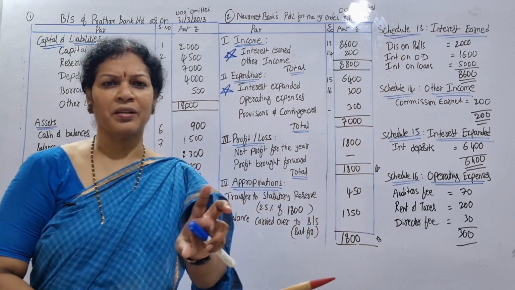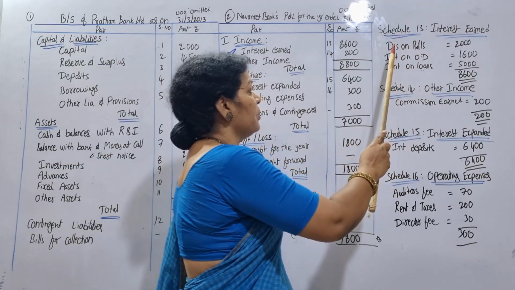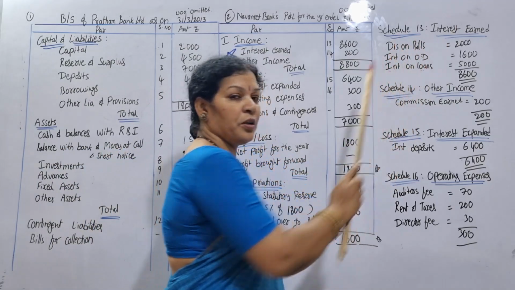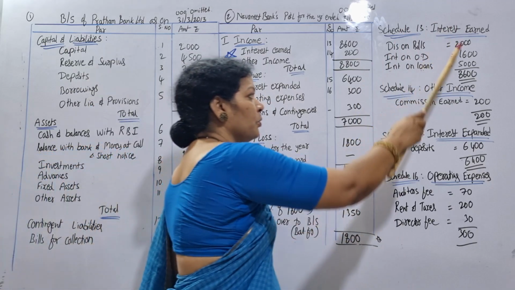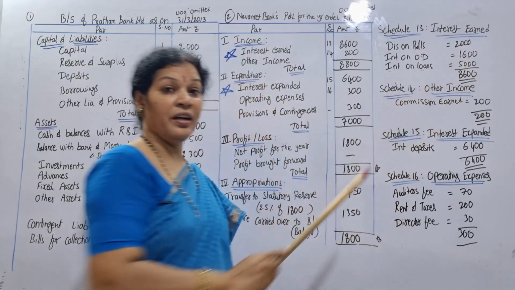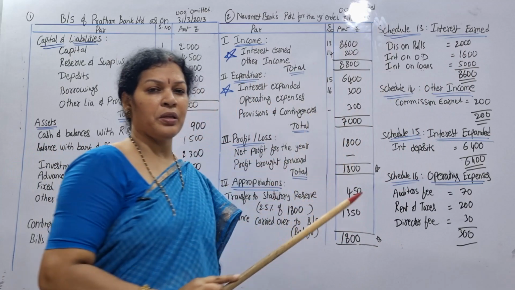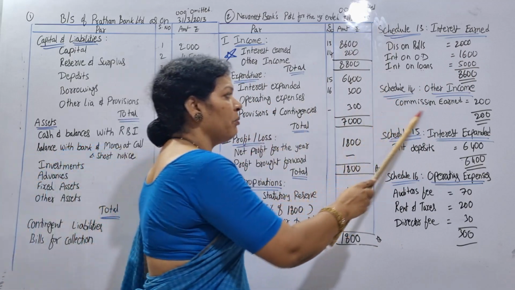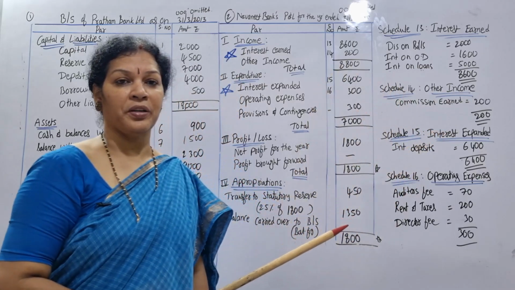Now in this problem in total we have interest earned: discount on bills. On discount on bills the banker always gets the discount, so that comes under interest earned. And interest on OD, interest on loans, these two are interest earned. So total it is 8,600. And other income, apart from the interest and bills discount, we have only one income, that is commission earned. That comes under schedule number 14.